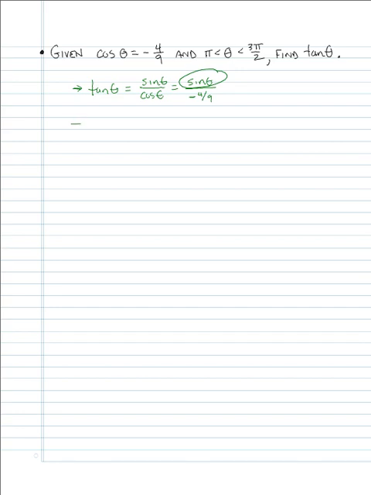Now, what else do we know? We know that theta is between pi and 3 pi over 2. Where is that? Here is where pi is, and here is where 3 pi over 2 is, and so we're in the third quadrant. And in the third quadrant, the cosine of theta is negative, and we see that, it's negative 4/9, but also the sine of theta is negative. Well, that's important information.